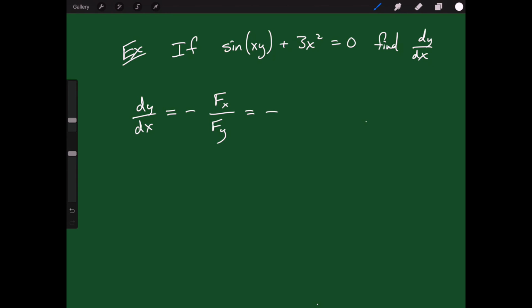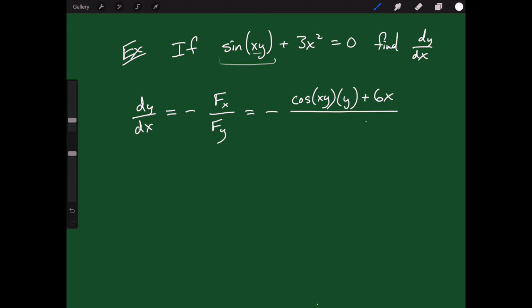But now let's take the partial of capital F with respect to x, and we get, let's just look at this first term right here. The derivative of sine is cosine, so I get cosine of xy, and then I need to multiply that by the derivative of x times y with respect to x, but that's just y. And then I need to add on the derivative of 3x squared with respect to x, which is 6x.